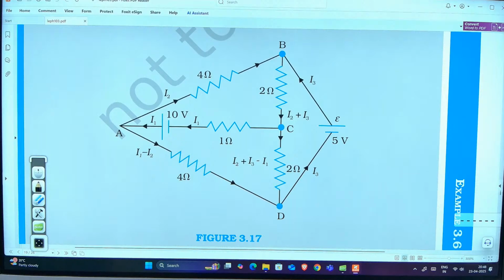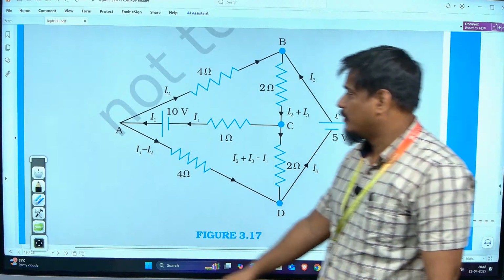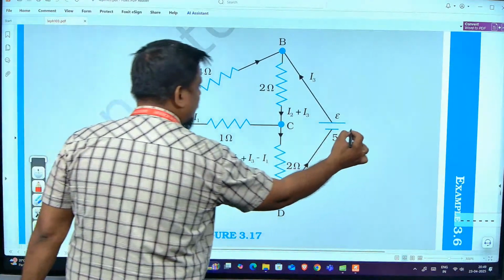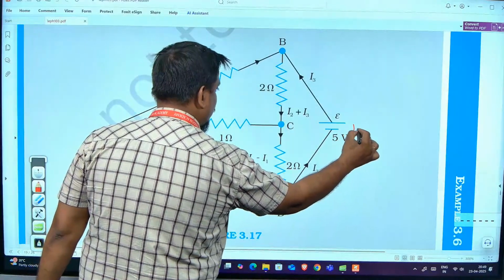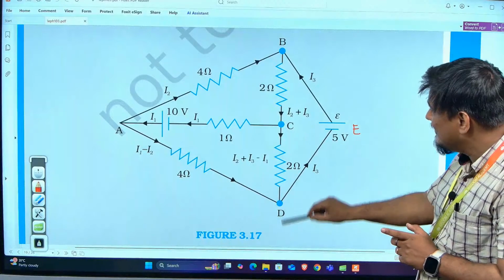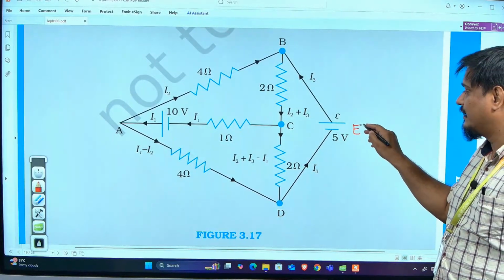You can take this point as E also if you want. I am talking about this place where the cell is there. Why am I saying so? Because if you take this loop B, E, D, C, B, you should be able to represent it by something. So that's why I am taking. You can take this E.